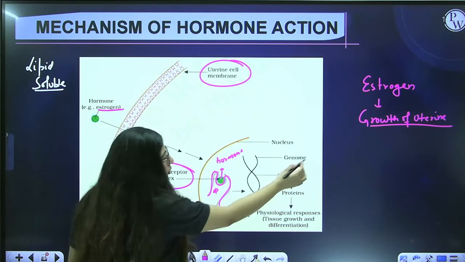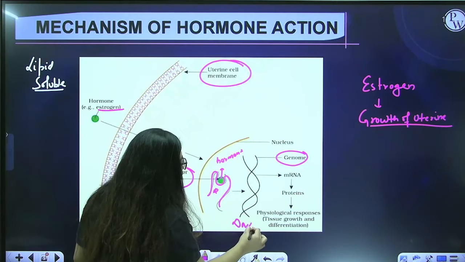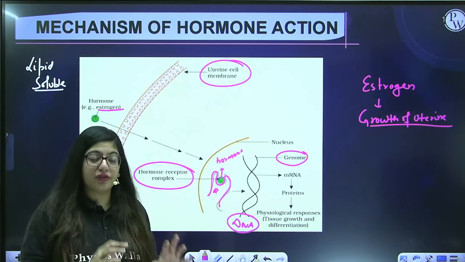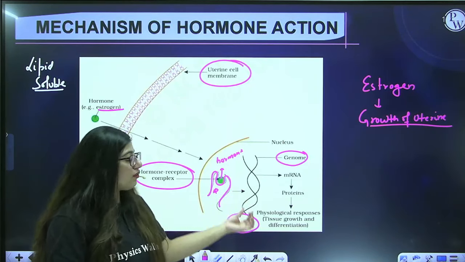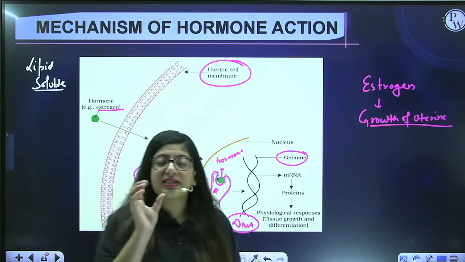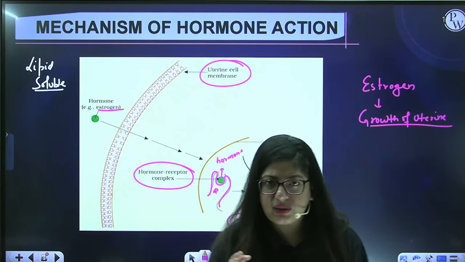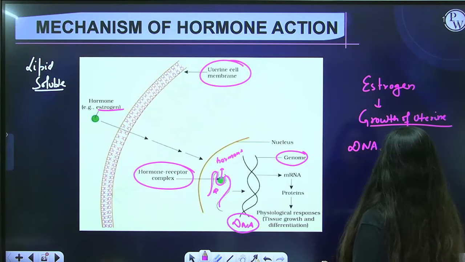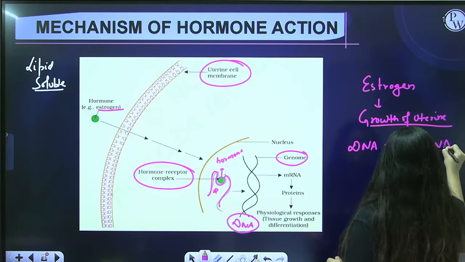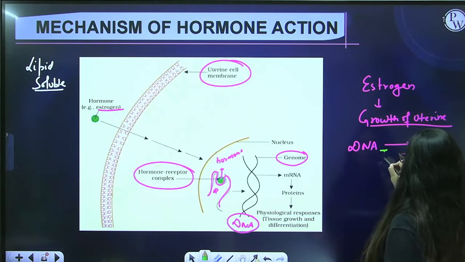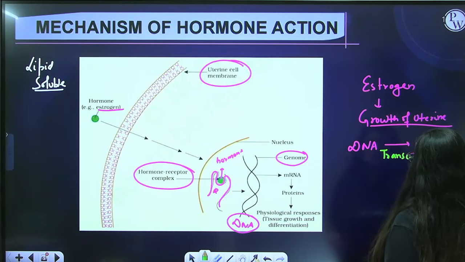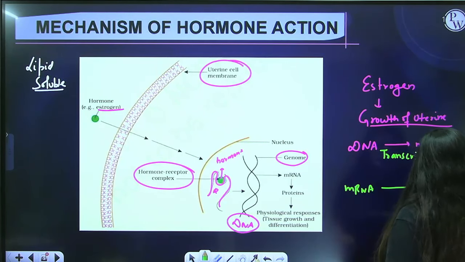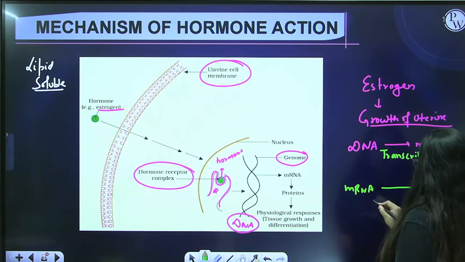This will then bind to the genome or the DNA, and this will alter the function of DNA. It will change the chromosome function. It will change the gene expression. Generally there are certain transcription factors. You know what transcription is? If you don't know, let me tell you. DNA forms mRNA. This process is known as transcription. mRNA forms protein and this process is known as translation.